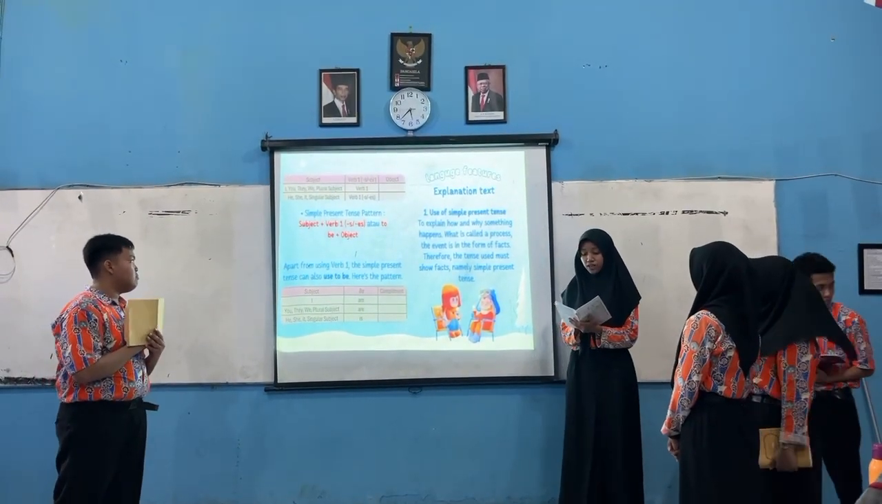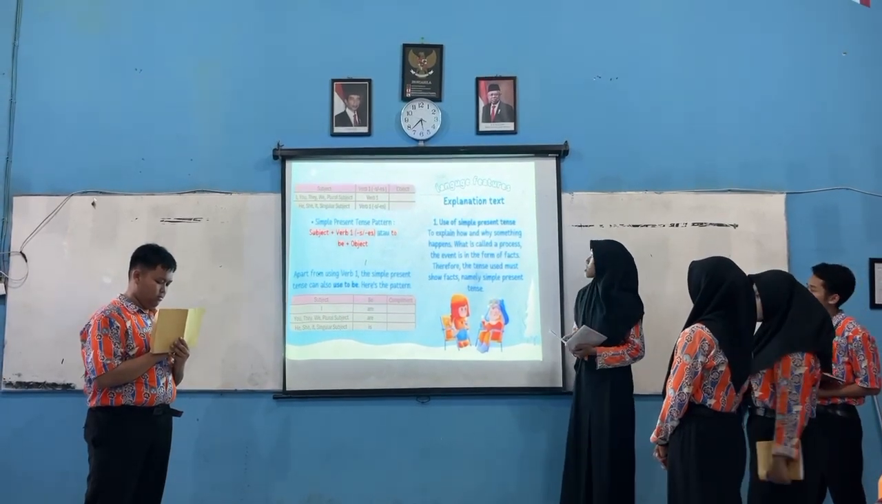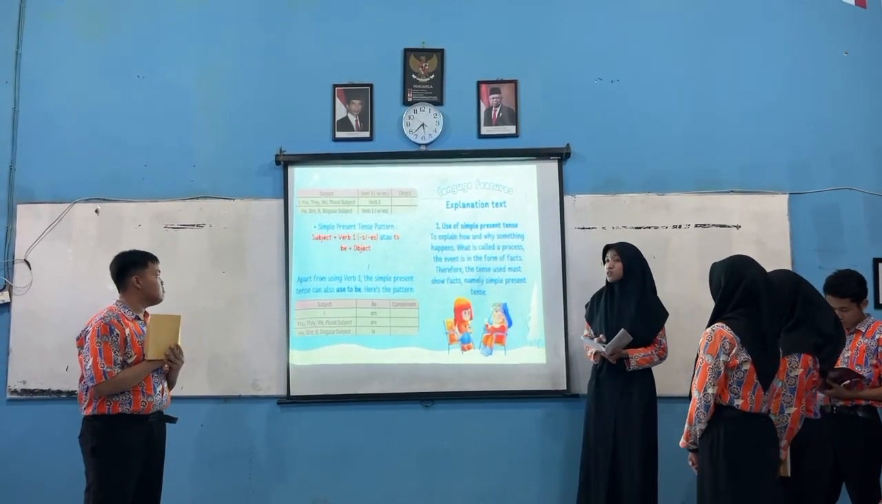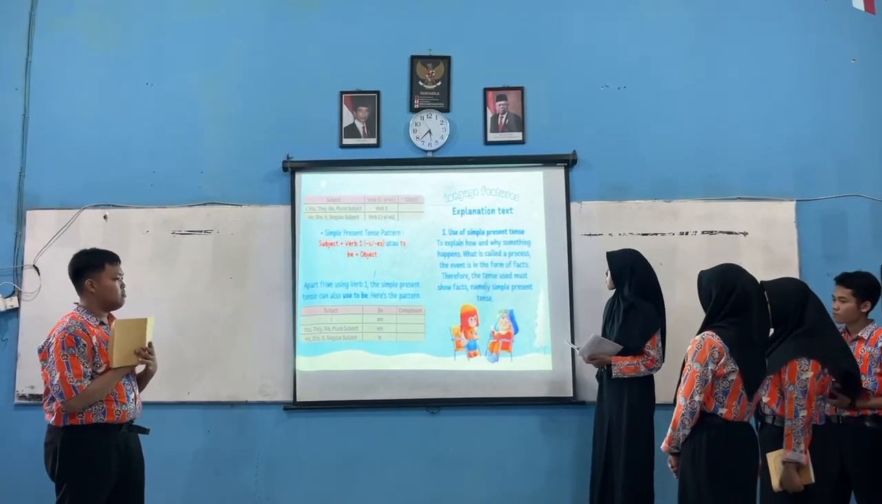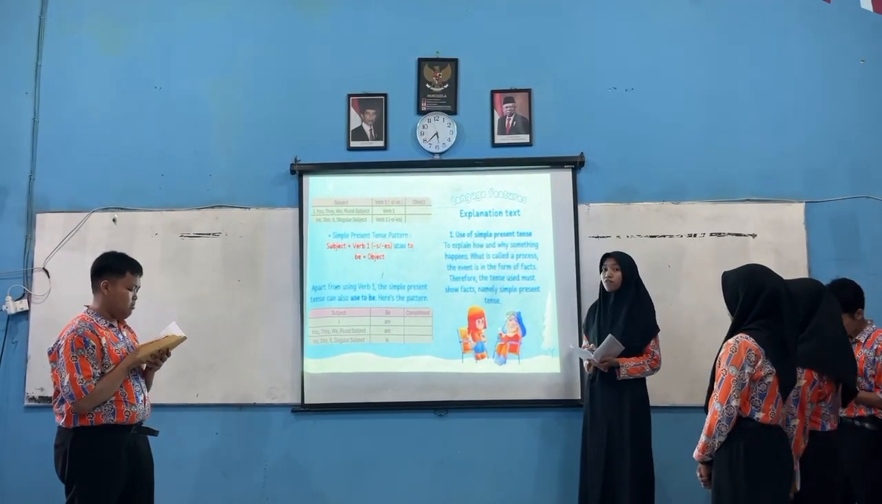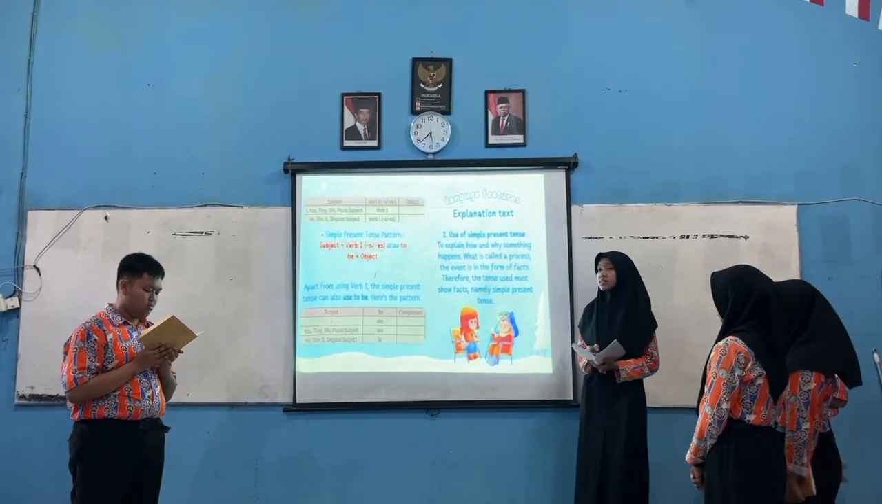Okay, here I will explain the language features of explanation text. 1. Use of simple present tense to explain how and why something happens. What is called a process, the event is in the form of fact. Therefore, the tense used must be consistent, namely simple present tense.